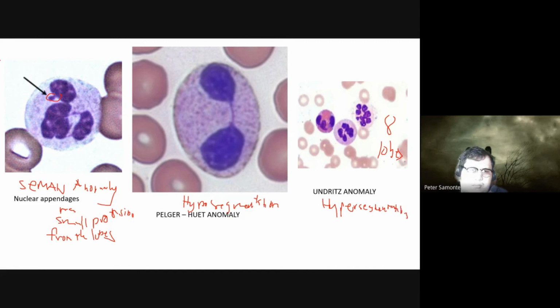Sa Seman anomaly class, makakakita kayo ng maraming nuclear appendages or protrusions from the lobe. Sa Pelger-Huet, there is hyposegmentation. In Alder anomaly, there is hypersegmentation greater than 5 lobes. So do remember these three.